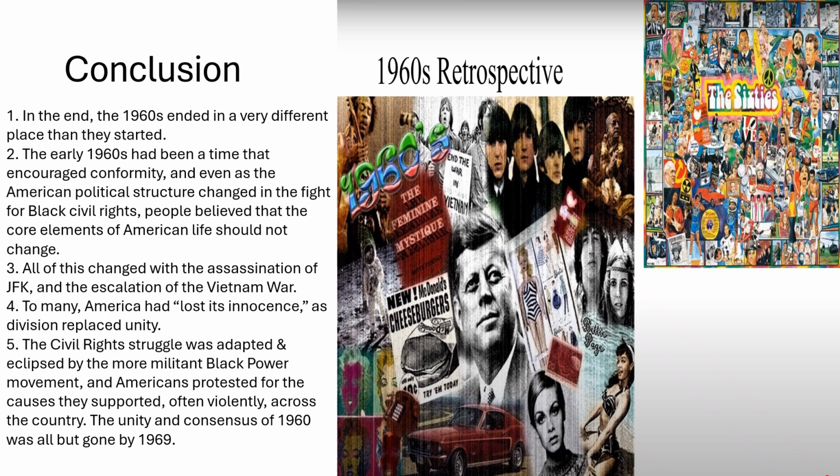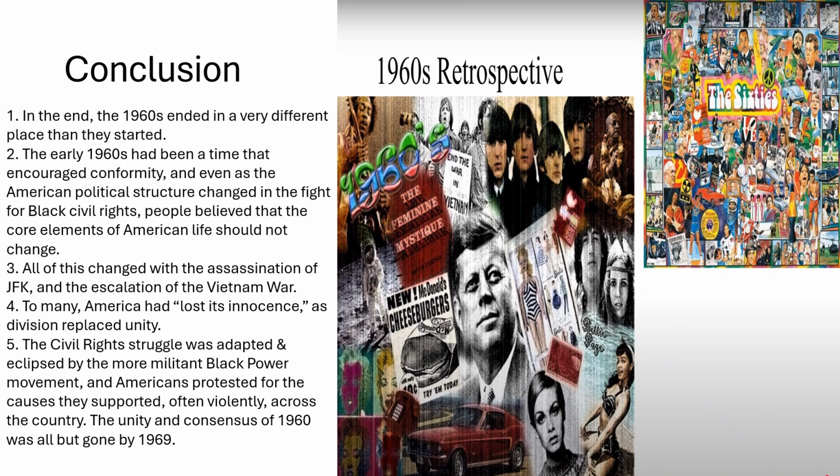Conclusion. In the end, the 1960s ended in a very different place than where they started. The early 1960s were a time that encouraged conformity, consistency, and unity. And even as American political culture changed in the fight for black civil rights, people believed, on the whole, that core elements of American life should not change. African Americans should have civil rights because liberty and equality were in line with American values, for example.